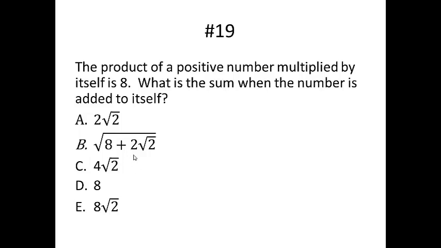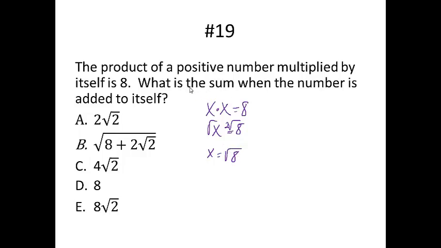Okay, number 19. The product of a positive number multiplied by itself is 8. What is the sum when the number is added to itself? So the product of a positive number, I'm just going to call it x. If I multiply it by itself, it's going to equal 8. So really I have x squared is equal to 8. If I would like to know what that number is, we could square root both sides and I get x equals the square root of 8.